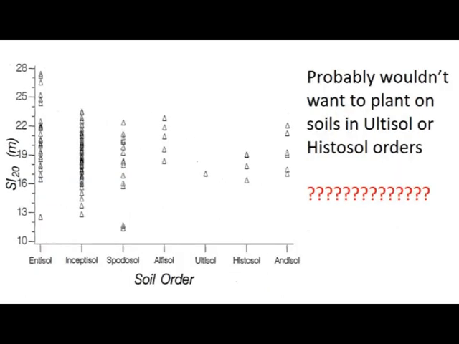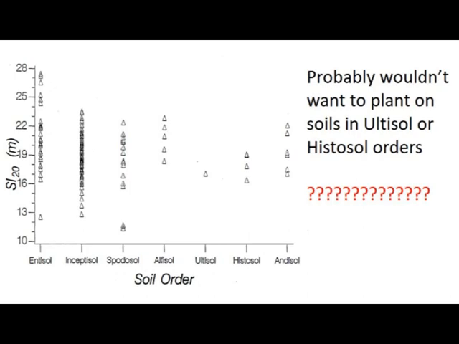So when I first put this slide together many years ago, I was saying, well, you probably wouldn't want to plant on soils that are in the ultisol or histosol orders. And people are like, what? What are these crazy words you're coming up with? But this is part of the soil taxonomy. And of course, you don't need to know any of this, but I'm going to show you how you can get this kind of information if you actually want to go through the factors for evaluating your sites.